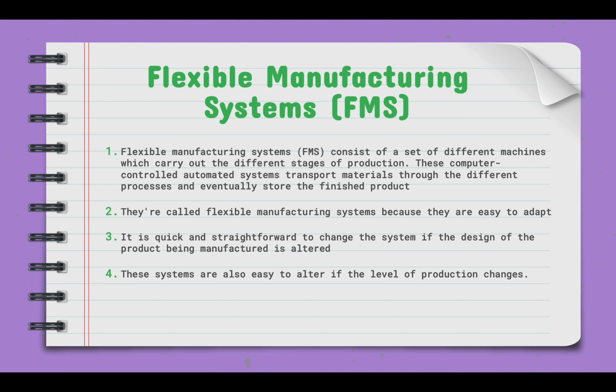For example, the layout of the system can be changed and new machines can be added. These systems are also easy to alter if the level of production changes. For example, machines can be added to the system to boost production.